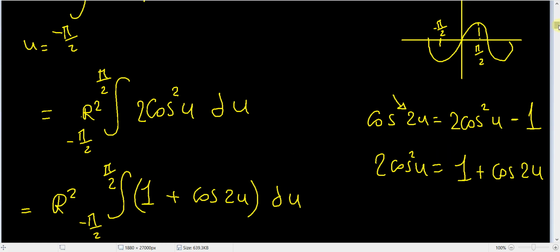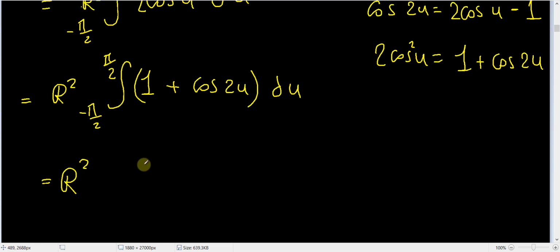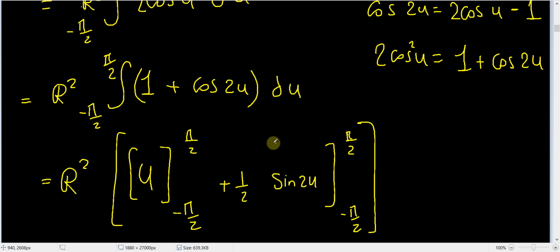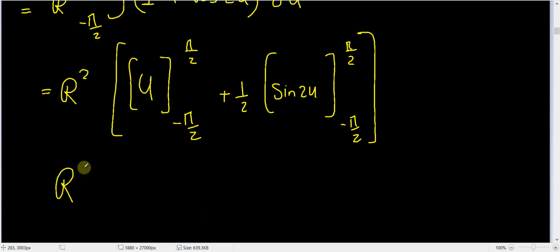du. Now this integral is easy to evaluate, so this will be equal to r squared. The integral of 1 is really equal to u from negative pi over 2 to pi over 2 here, then plus the integral of cosine 2u. Now this integral is equal to 1/2 multiplied by sine 2u from negative pi over 2 to pi over 2 again. So now I have this. Now the first term will give me a pi, so here I have r squared multiplied here by pi, and the second term will give me 0 because sine pi minus sine negative pi is also equal to 0.